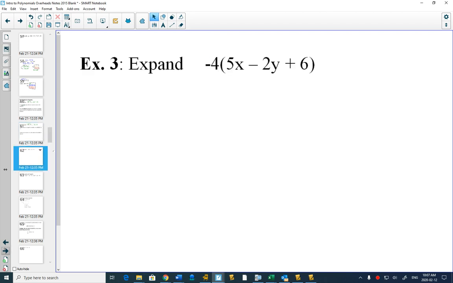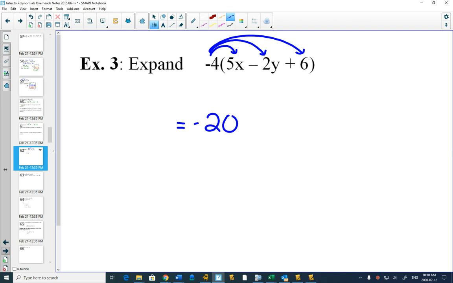Okay, here's one for you to try. I would suggest every time to show your work, you draw the arrows to remind yourself that that negative 4 is getting multiplied by each of them. Then how do we multiply? Multiply our numbers. Negative 4 times 5 will be negative 20x. And the negative 4 times negative 2 will be positive 8y. And a negative times a positive will be negative 24.